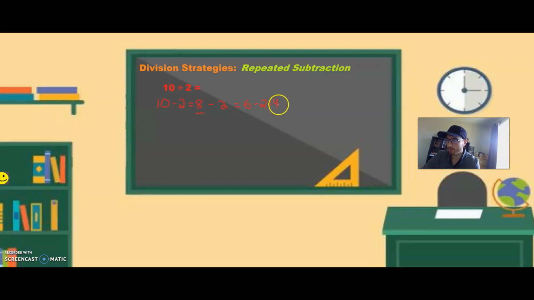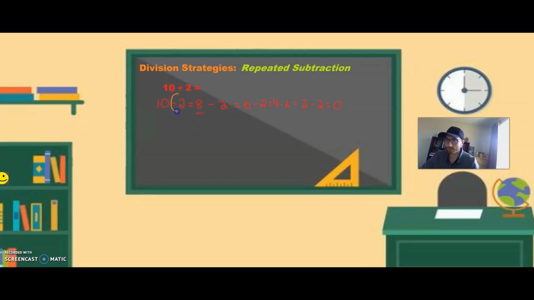Can we take away 2 from 4? Yeah, we can. So 4 subtract 2 equals 2. Can we take 2 away from 2? Yep. 2 subtract 2 equals 0. So, can we subtract 2 from 0? No, it can't get smaller. Now we can look and see how many times we took away 2.